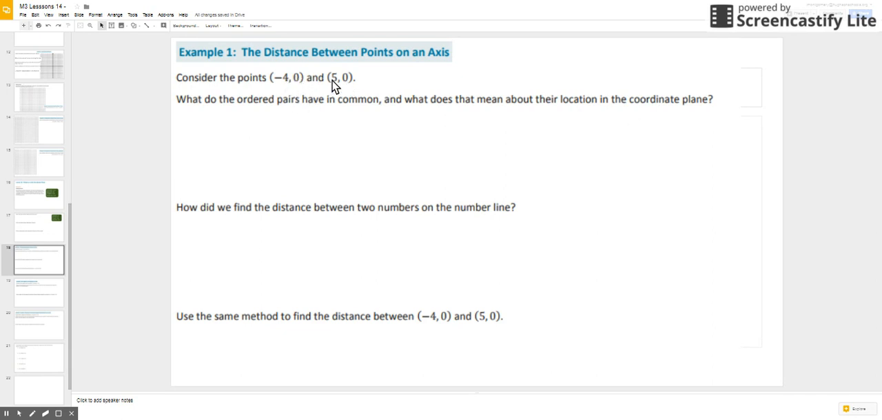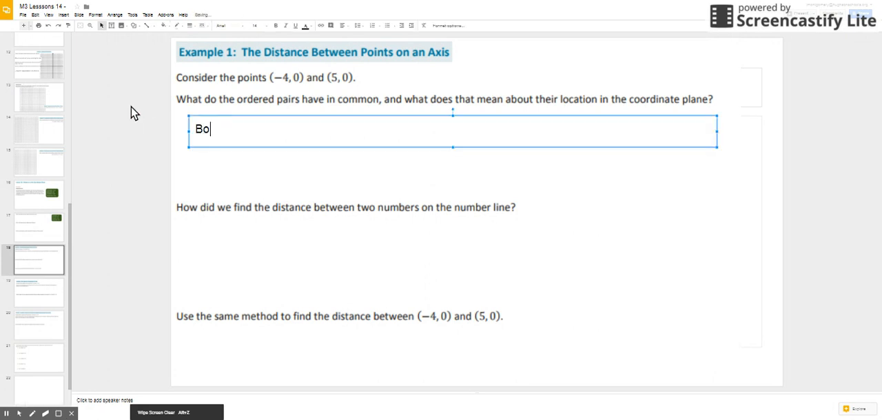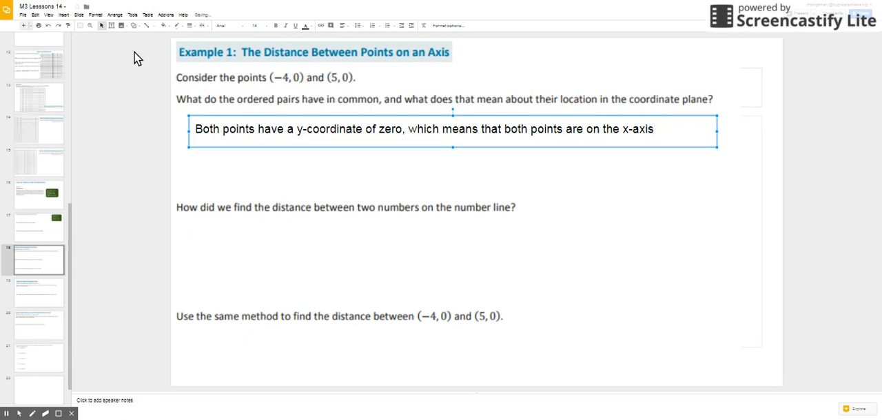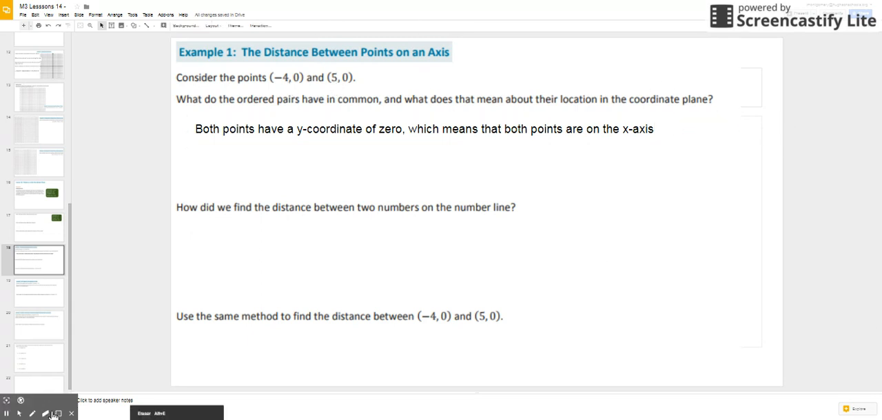Well, hopefully you know they both have zeros, or both of the y coordinates are 0. Both points have a y coordinate of 0. And what does that mean? Which means that both points are on the x-axis, not the y. Remember, if both of them have a y-coordinate of 0, that means they're moving along the x-axis. That's one reason why the x values are different or greater than 0.